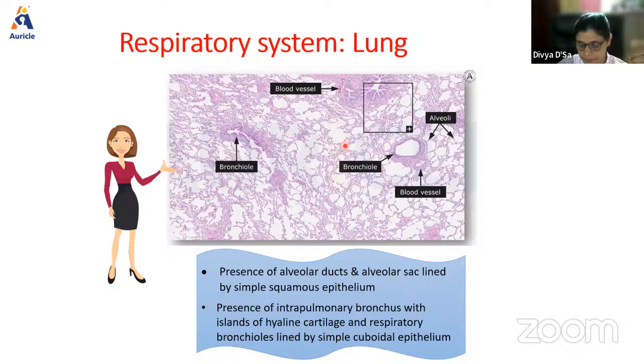In the bronchus, you will see that from the pseudostratified epithelium, as we come down, we will see columnar cells, and in the bronchioles, we will see cuboidal cells.